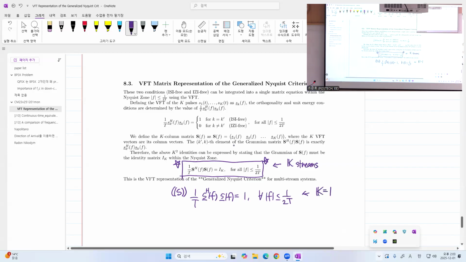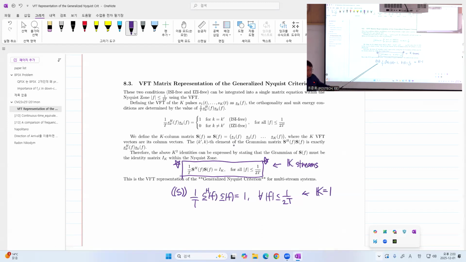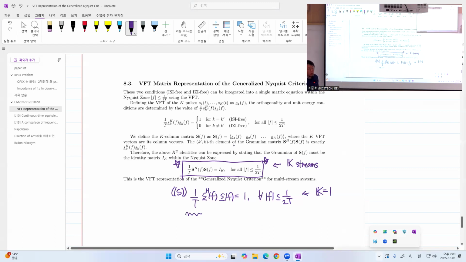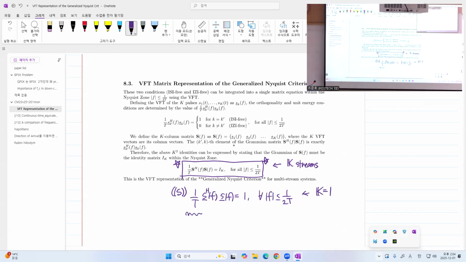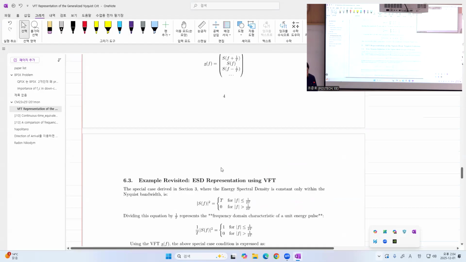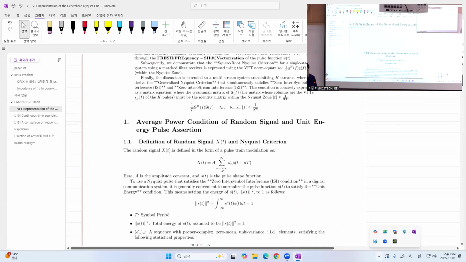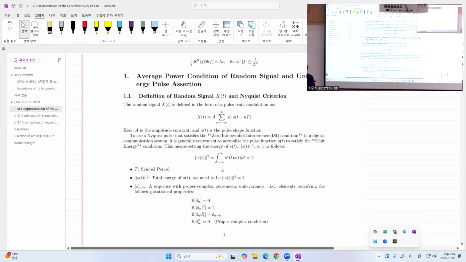Got it? And also, what I want to emphasize is that here appears scaling factor 1 over capital T, and that may have confused you. So today, I'm going to clear this up from the beginning. Got it? So let's take a look at the first section.